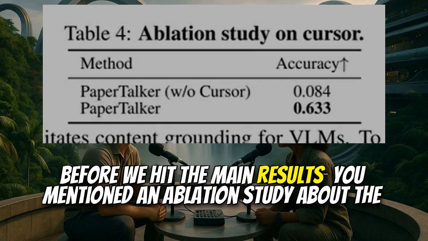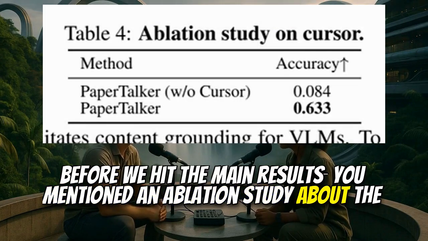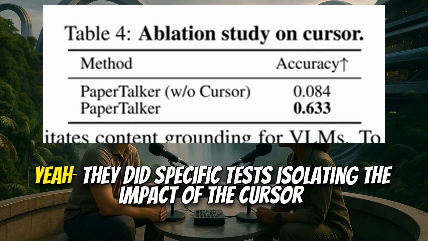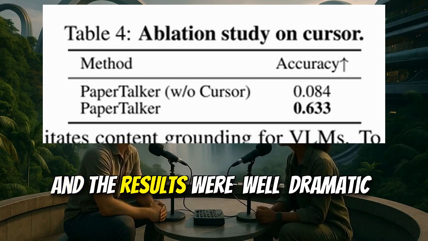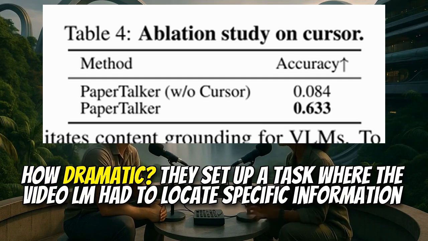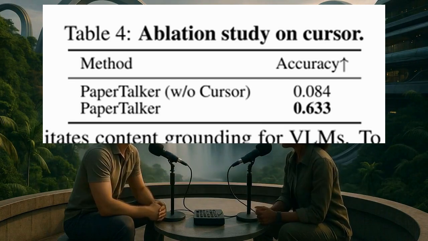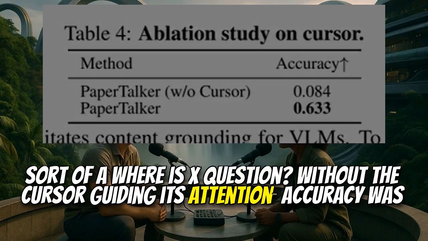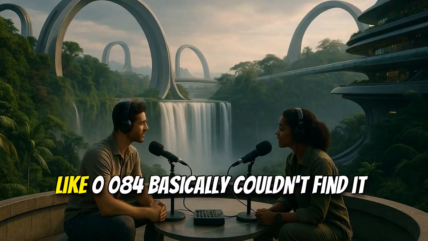Before we hit the main results, you mentioned an ablation study about the cursor. That sounds important given how much effort went into it. Yeah, they did specific tests isolating the impact of the cursor, and the results were dramatic. How dramatic? They set up a task where the video LM had to locate specific information on the slide after it was mentioned. Sort of a "where is X" question. Without the cursor guiding its attention, accuracy was terrible. Like 0.084, basically. Couldn't find it.